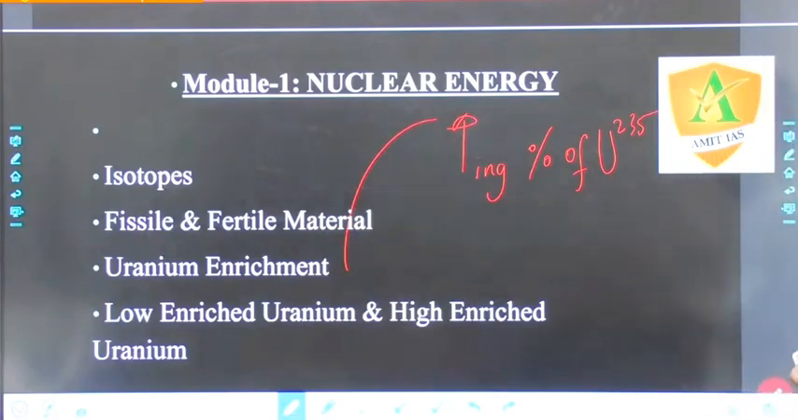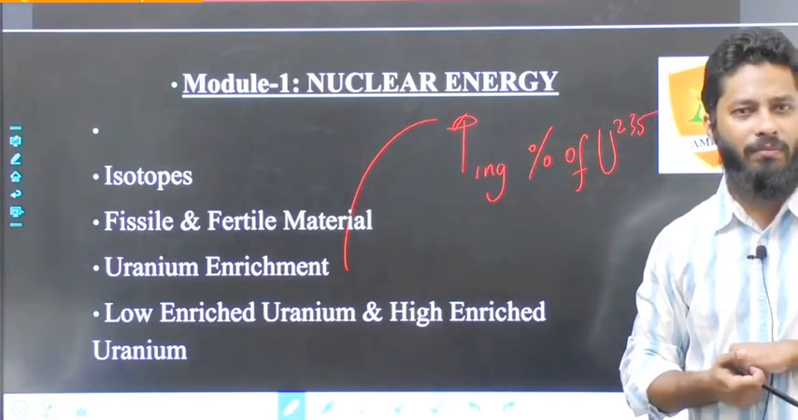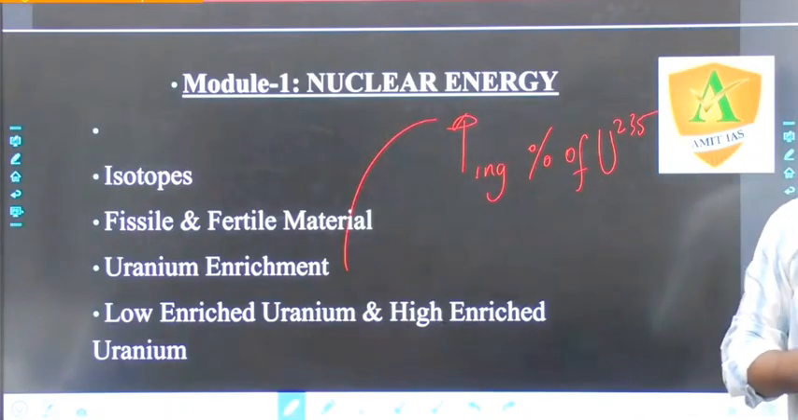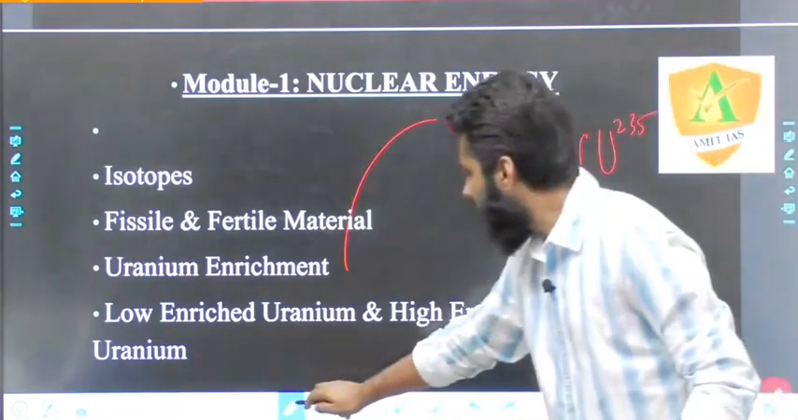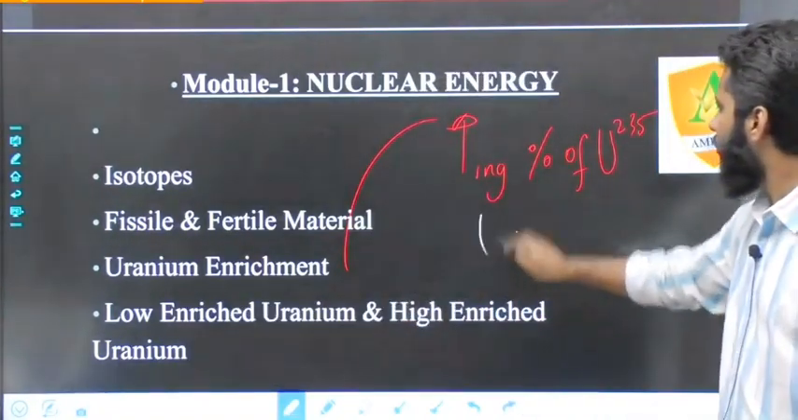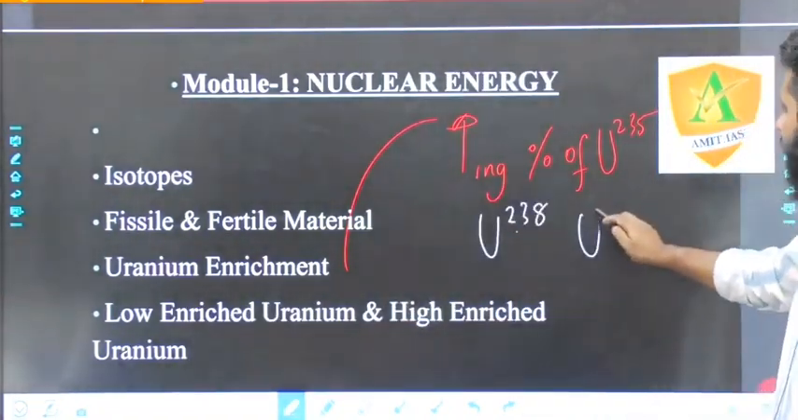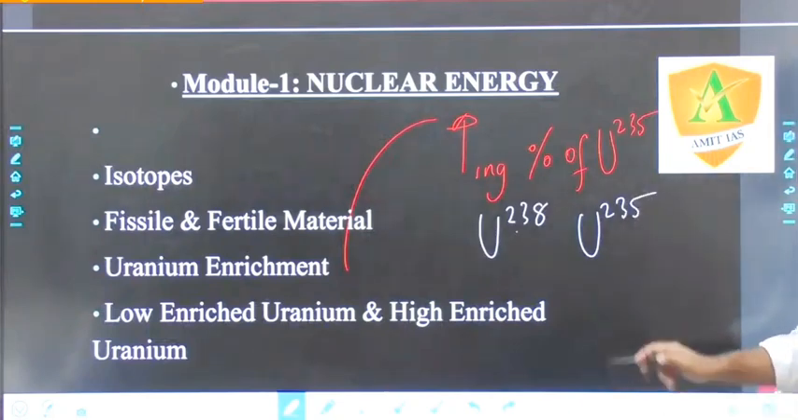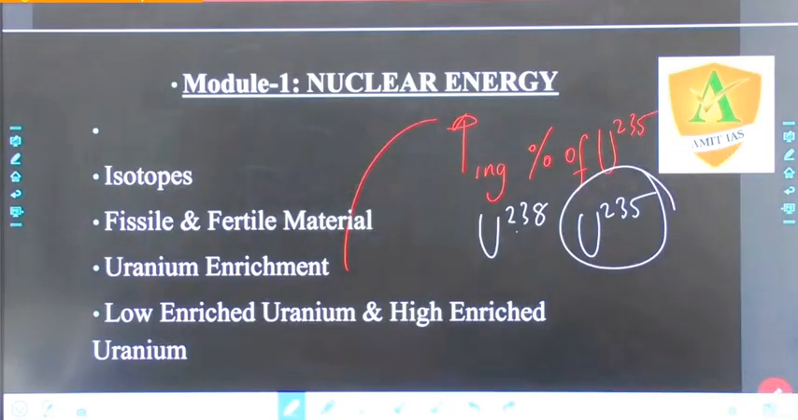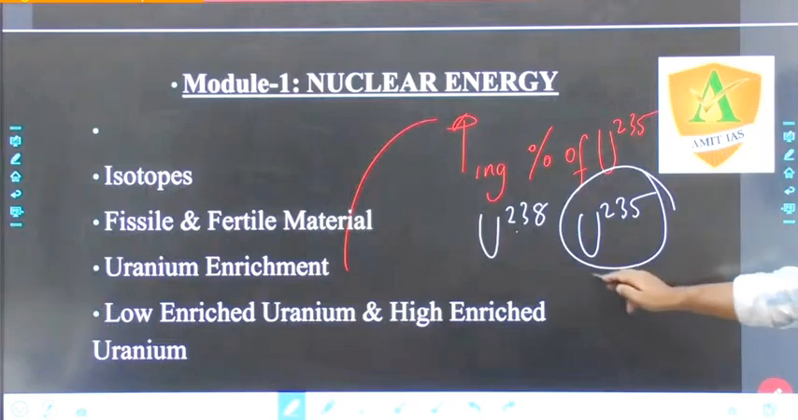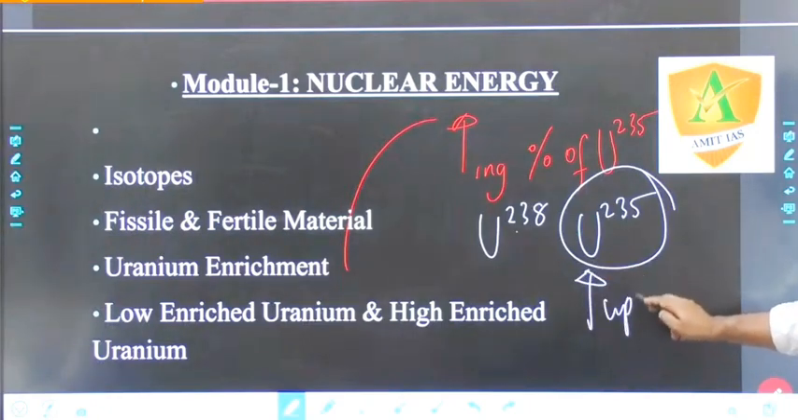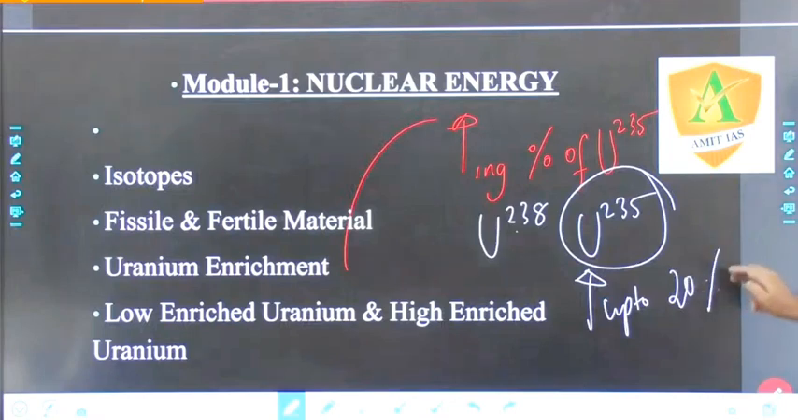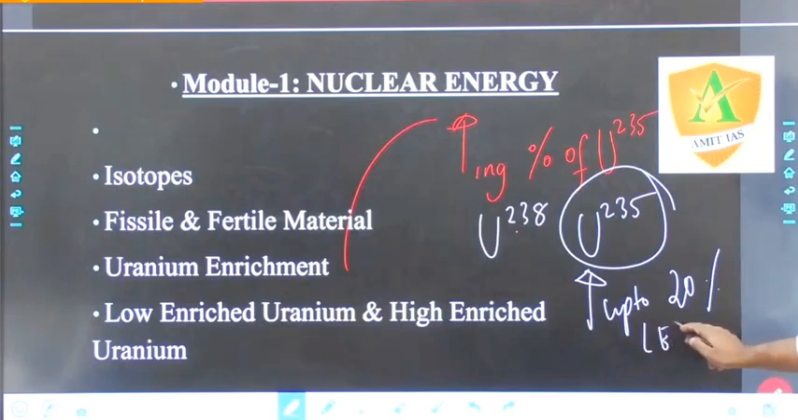On the basis of uranium enrichment, there are two types of uranium: low enriched uranium and high enriched uranium. See, we have two isotopes, right? Uranium 238 and uranium 235. We are increasing the percentage of uranium 235. If the percentage is increased up to 20%, it is low enriched uranium. Low enriched uranium will have civil use. It will be used to generate electricity.